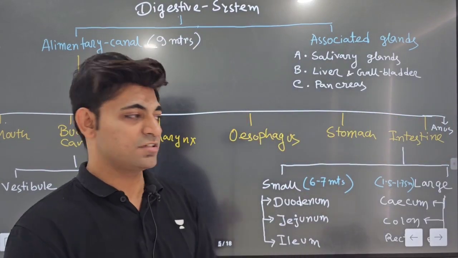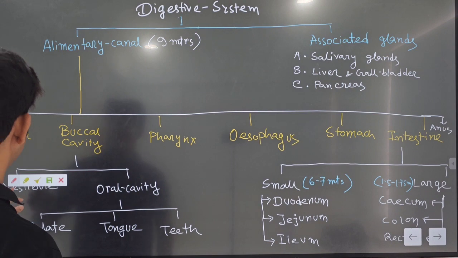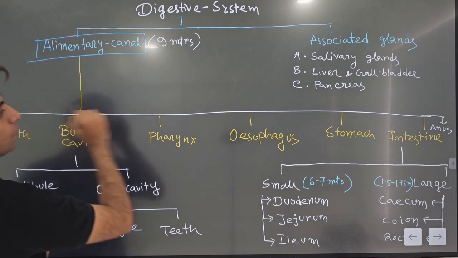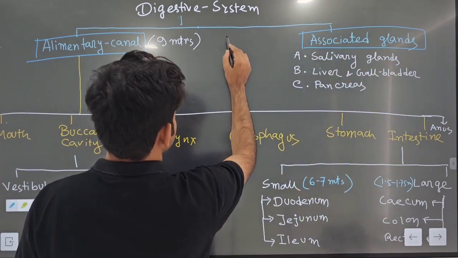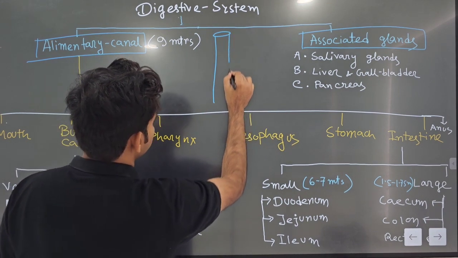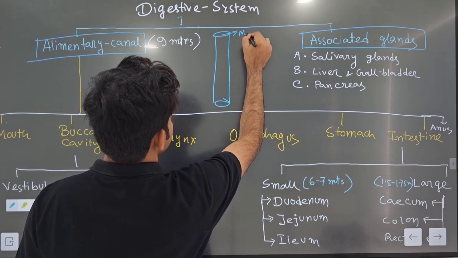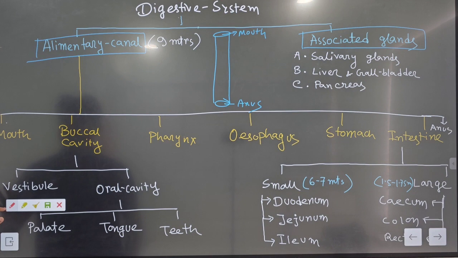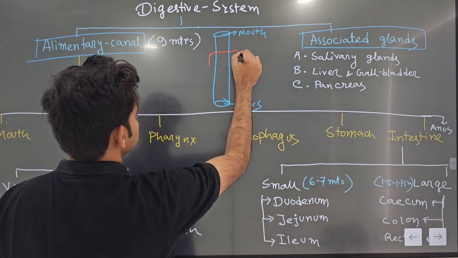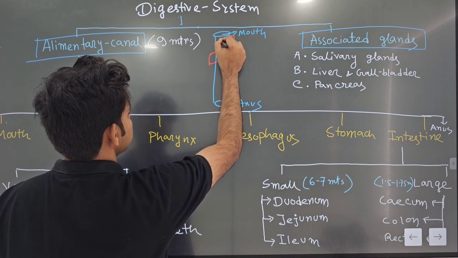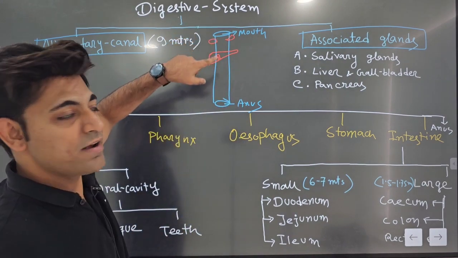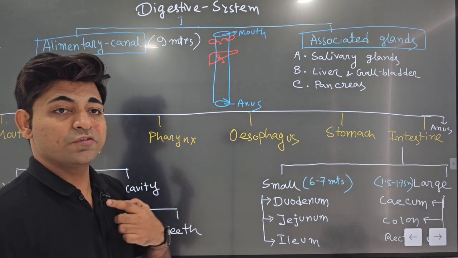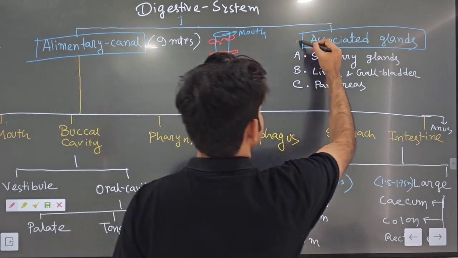Okay, so our digestive system is made up of two parts: the alimentary canal, the long 9-meter pipe from mouth to anus, and side by side we have some glands. Some glands are not directly part of that pipeline, but they provide this pipeline with some juices which are helpful in the process of digestion. They are called associated glands.